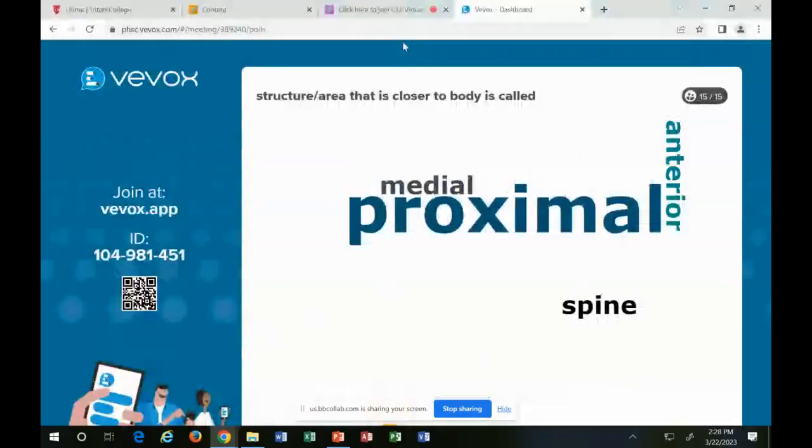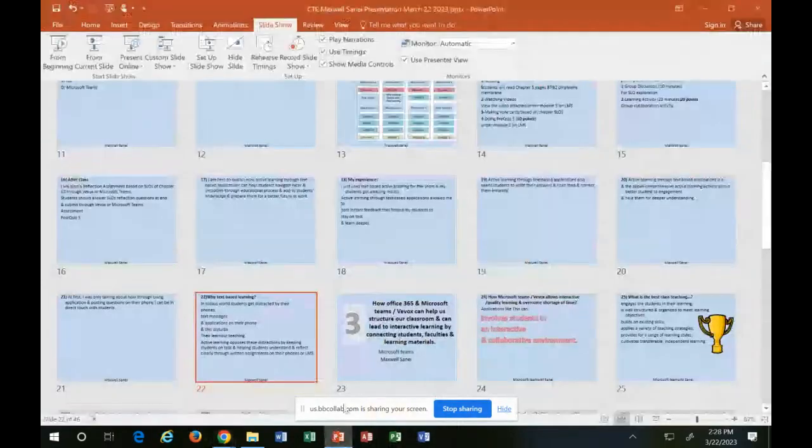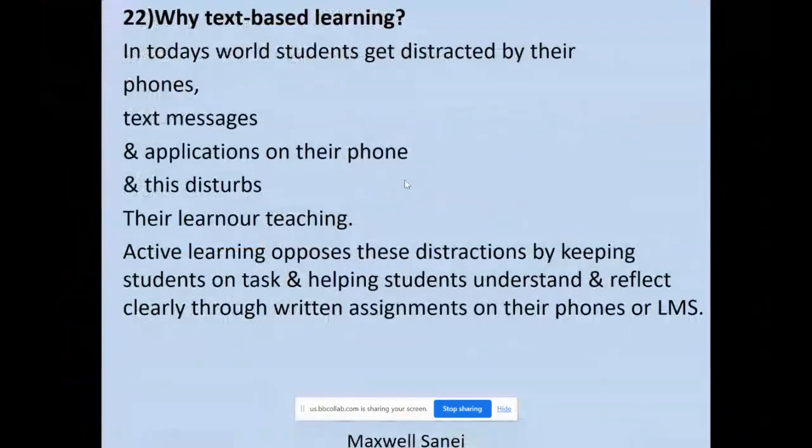So we can move on, and we can talk about more things to learn about this application. And I would be really happy to answer your questions if anything comes up. Just don't hesitate. Why text-based learning? In today's world, students get distracted by their phones, text messages, applications on their phone. This disturbs them from learning or teaching.